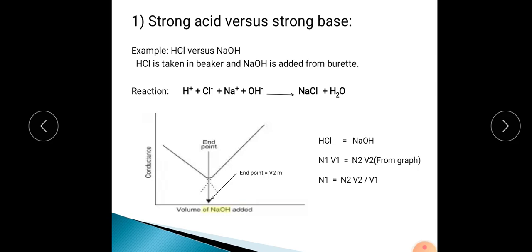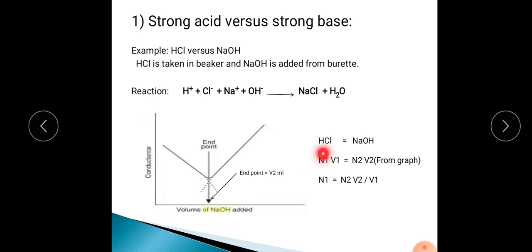Friends, whenever we analyze a sample, for analyzing that sample we use a standard species. So suppose we are analyzing HCl. For analyzing HCl, we will use a standard NaOH. A standard species means what? Its strength is known, its normality is known. So here, suppose NaOH is standard, its normality is known. So what will we do? We will take a known volume of HCl for analysis. Whatever HCl is taken for analysis, its volume will be known.